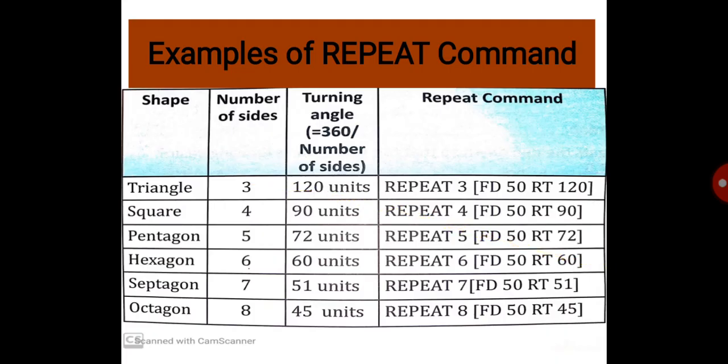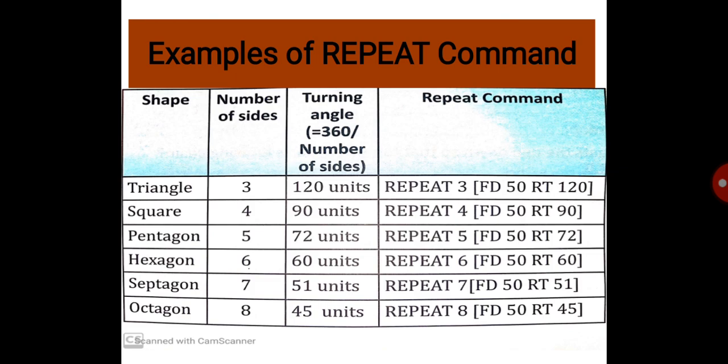Now we will see some examples of the repeat command. First shape is a triangle. Number of sides 3, I have given. Units 120. But how? Now I will tell you. The use of the repeat command reduces the number of commands to be written in order to draw a figure. Children, it is very useful for drawing geometrical shapes. In the case of geometrical shapes, all that is required is to know how much to turn the turtle. That is the input to be given with LT or RT.